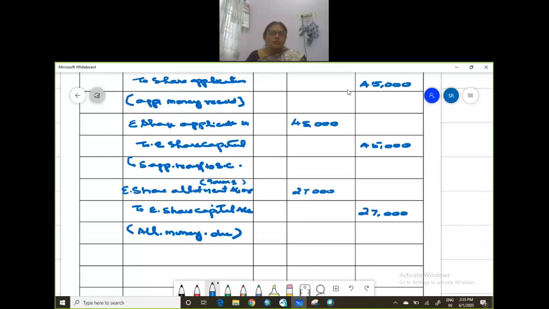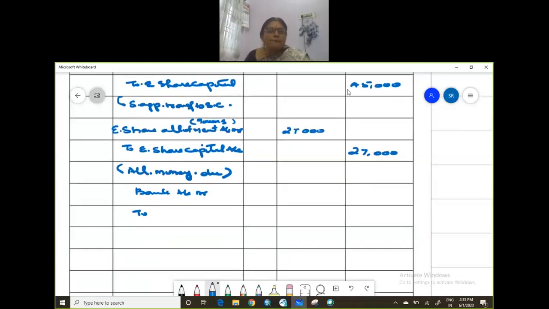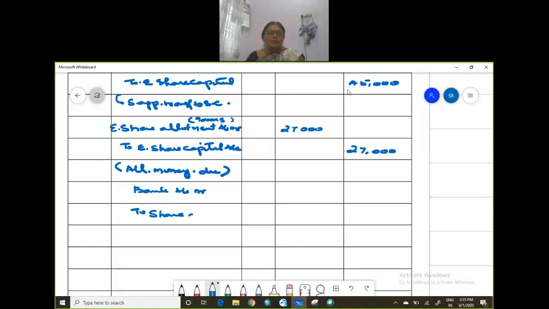So the same amount is going to be deposited in the bank. Bank account debit to equity share allotment. Always include that equity everywhere. Allotment money deposited, allotment money received. Company has received how much? 27,000.